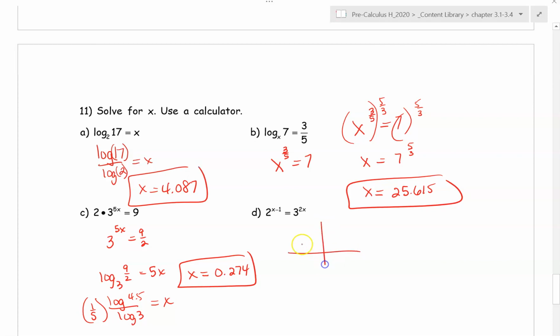Okay, so for the last problem, you have a choice. I believe in class we graphed one of these. Okay, graphing is a great way to solve it. You should end up with negative 0.46. So go ahead and try the graphing method on your calculator. Pause the video.